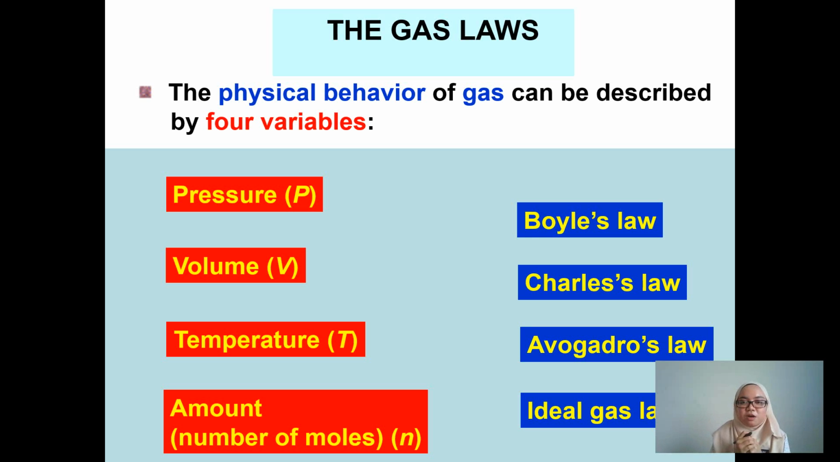This gas law is often used to describe the physical properties of gases under different conditions. So usually the four conditions or variables that we use are pressure, volume, temperature, and the amount or the number of moles of the gas. And there are actually four gas laws that we are going to use. Three are the main ones, which are Boyle's law, Charles' law, and Avogadro's law. And the ideal gas law is the combination of all these three gas laws.